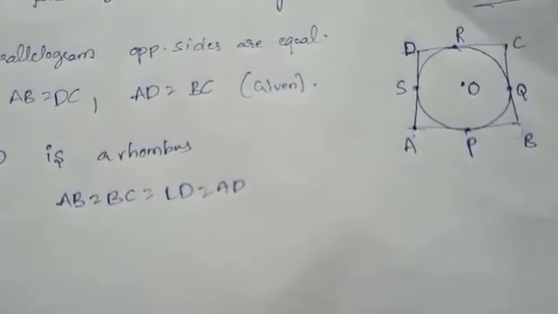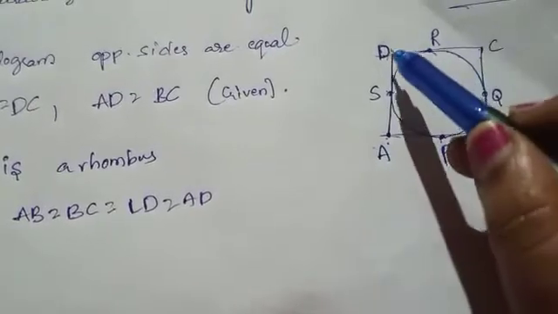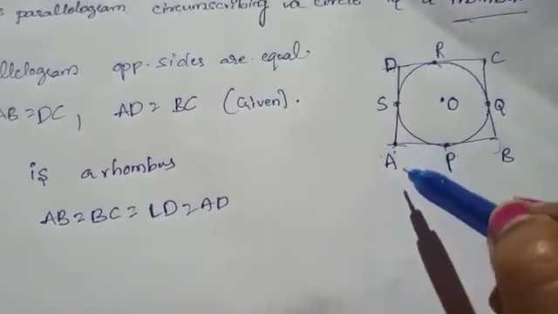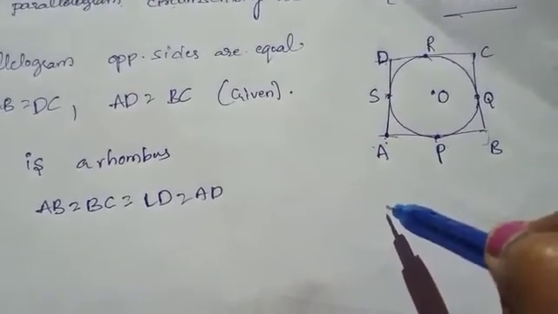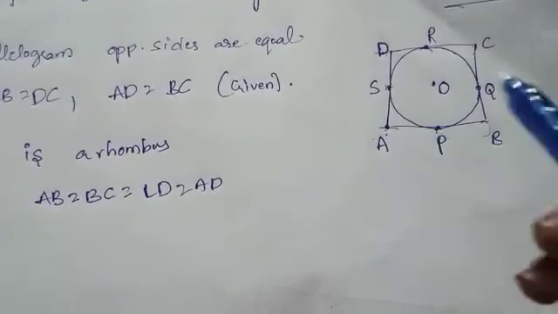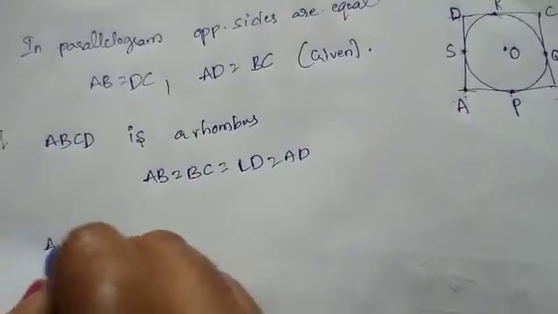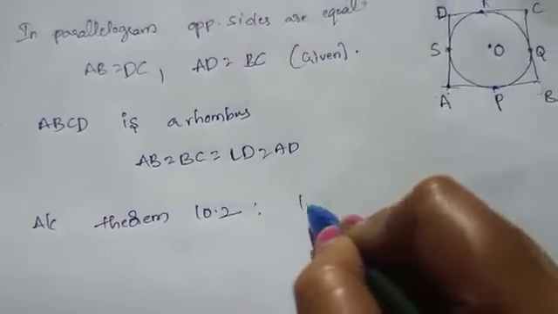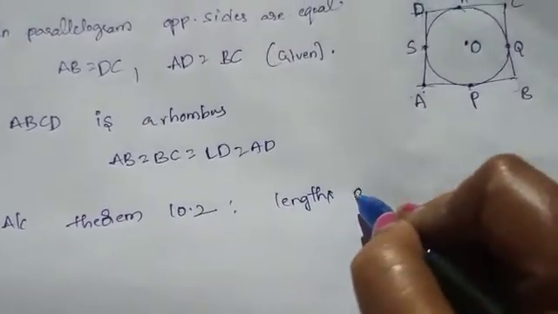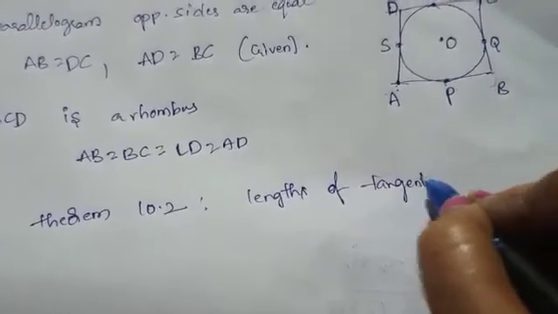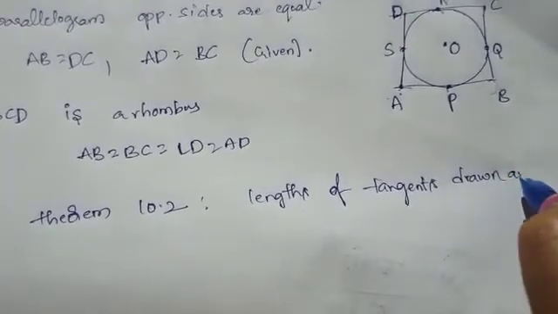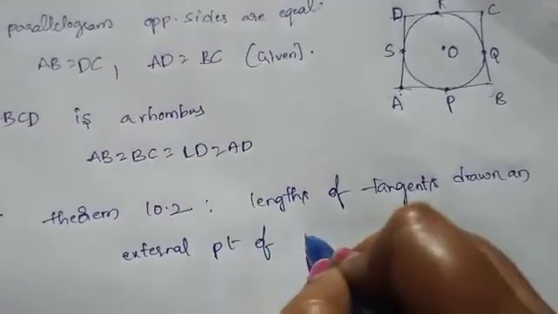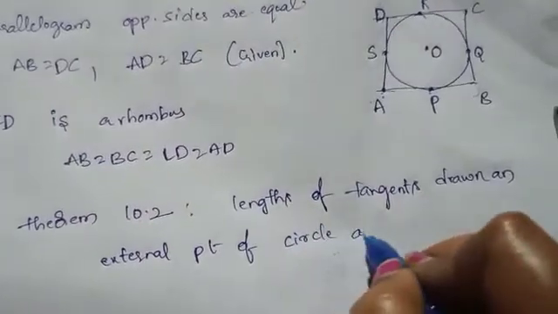See this figure. Here A, B, C, D are external points of the circle. We know theorem 10.2: lengths of tangents drawn from an external point of a circle are equal. According to theorem 10.2, lengths of tangents drawn from an external point of a circle are equal.